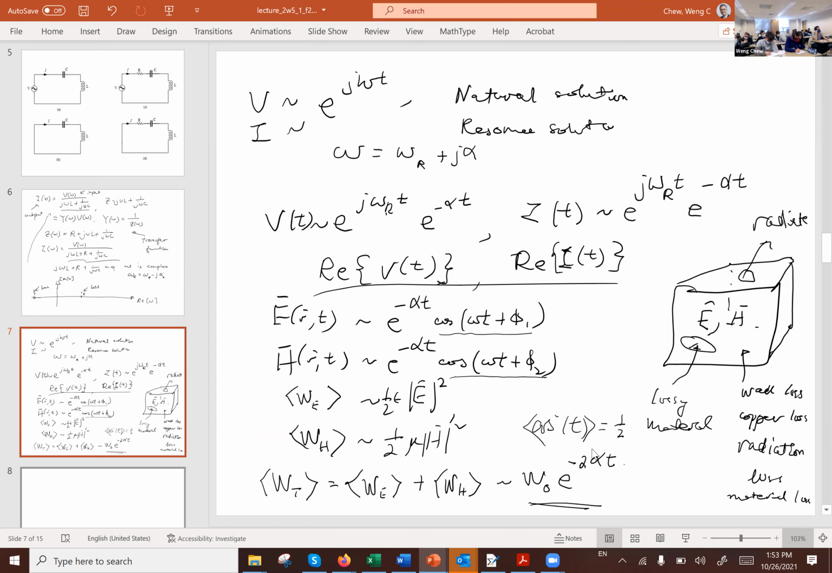So is this argument convincing enough for you? That if I have a loss, there will be a small exponential decay. That small exponential decay says that the energy stored will be the square of the field, or the square of the voltage, square of the current, and it has to decay with e to the minus 2 alpha t. Because the structure of the solution has to be something of that form. Is that convincing enough?